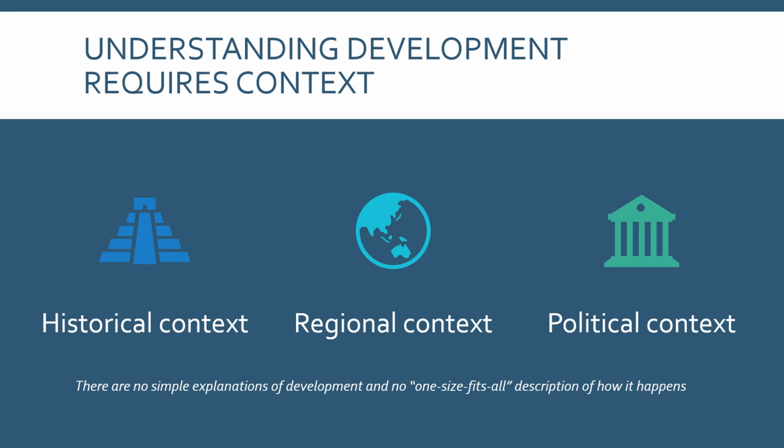And in many ways, there are similarities, but every country's development is unique because of its unique history, the historical context it fits into, the regional context, so what is development like in the region that it is, and then also the political context. Have they had democratic government? Have they had authoritarian government? Have they suffered from wars and lack of a stable state or something like that?